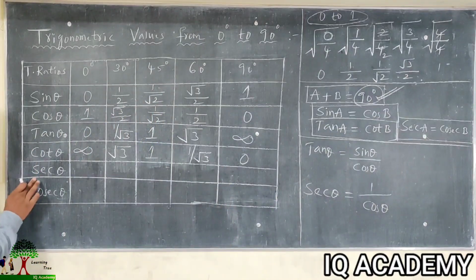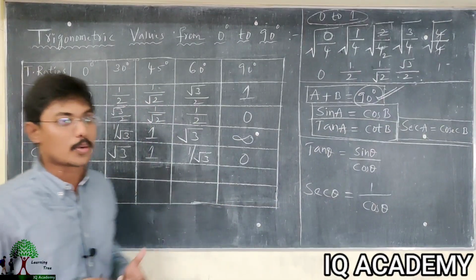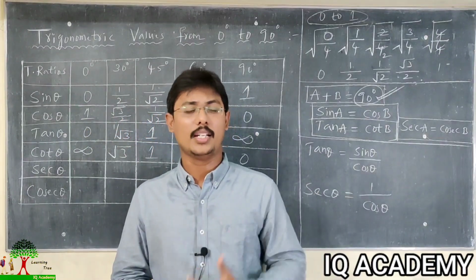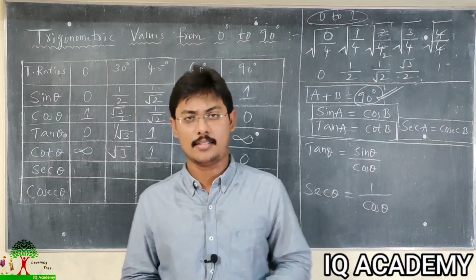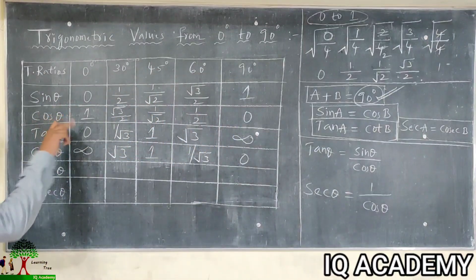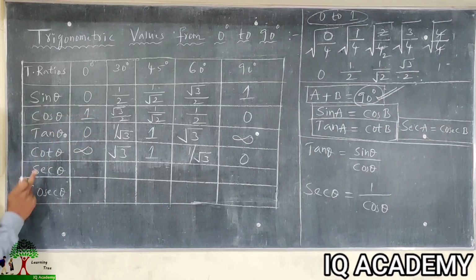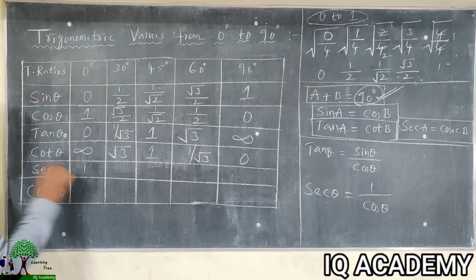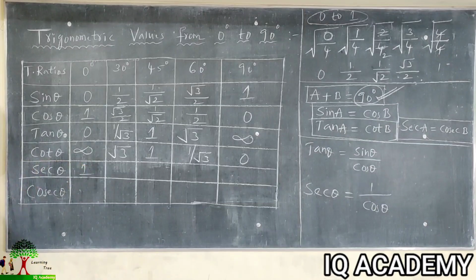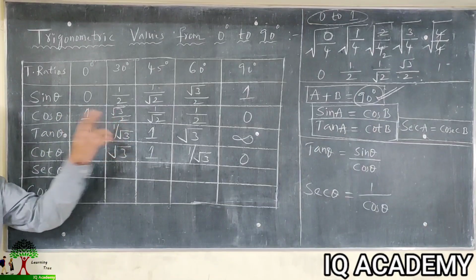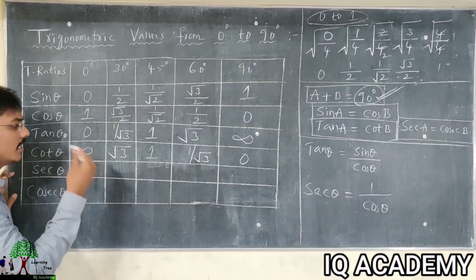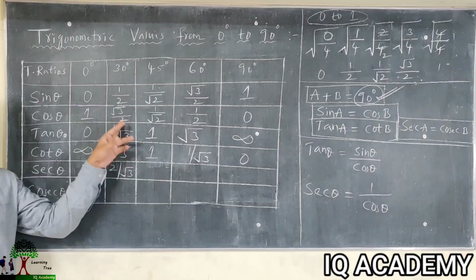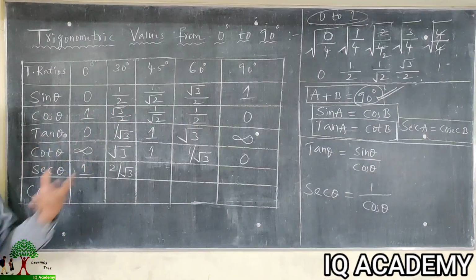Observe. You want secant theta, the reciprocal. What is meant by reciprocal? Reciprocal means the numerator becomes the denominator and the denominator becomes the numerator. Observe: we want secant 0. Reciprocal of 1 by 1 is 1, no change. Now cos 30 is root 3 by 2, and its reciprocal is 2 divided by root 3, interchanging the numerator and denominator. That's the reciprocal concept.